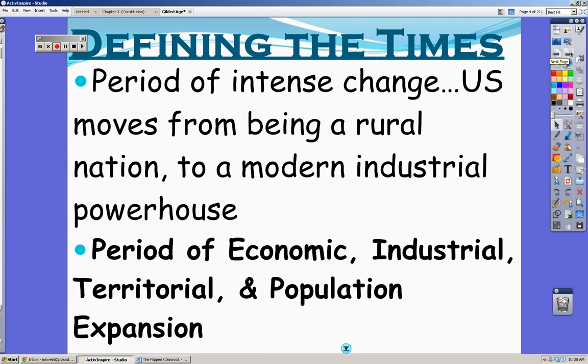So defining the times. Basically, we want to know that this is a time that our country transforms more than any other time in our history. We move from rural areas to the cities. Industry booms. The United States booms in general. We become an economic powerhouse. We expand to the borders. We get all the way out to the Pacific Ocean. We start to populate the cities, and they become very useful for us in creating our society and to what we know of it as today.